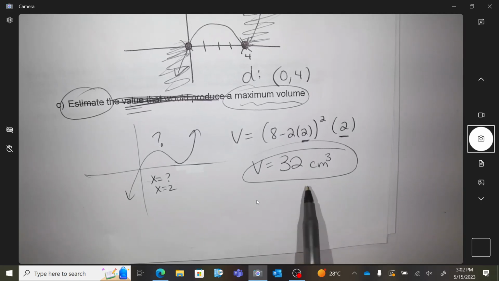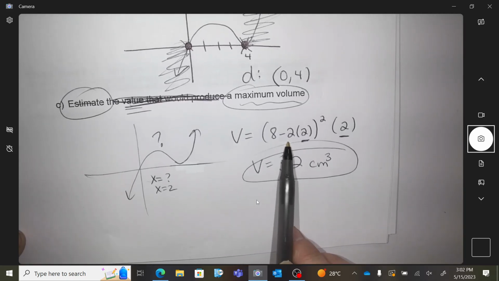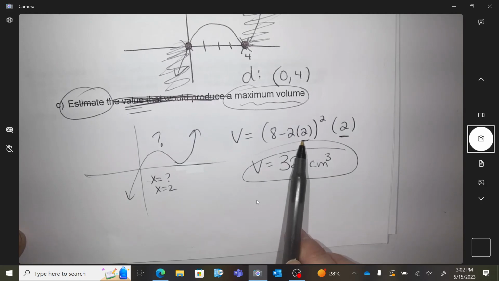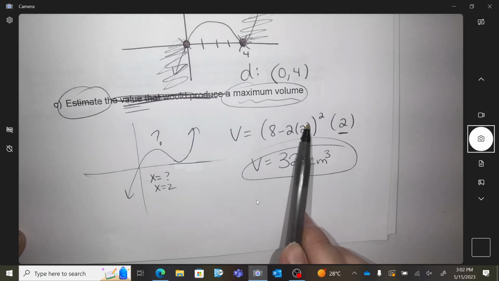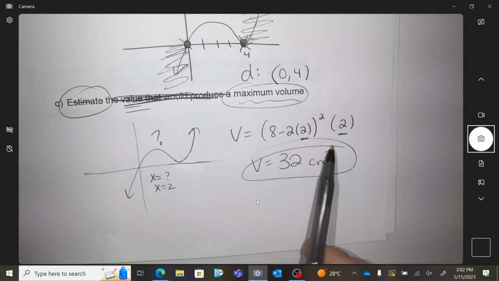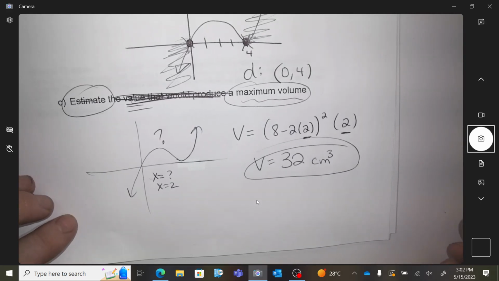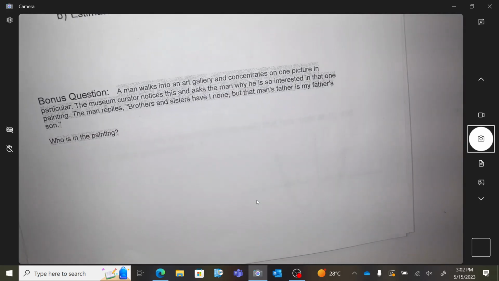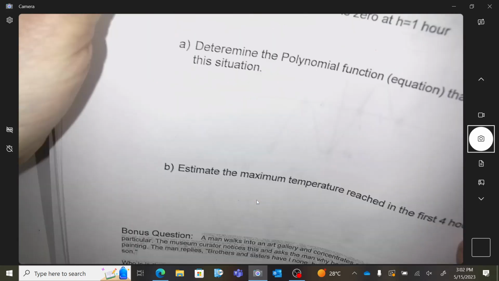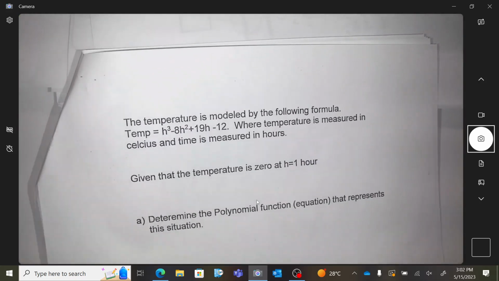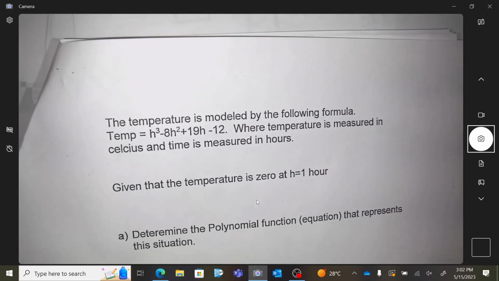You didn't get 32. Okay, wait. 8 subtract 2 times 2 is 4. Squared is 16. Times 2. What did you do? Did you add 2? Did you just make up a question like I told you nothing? Last question.